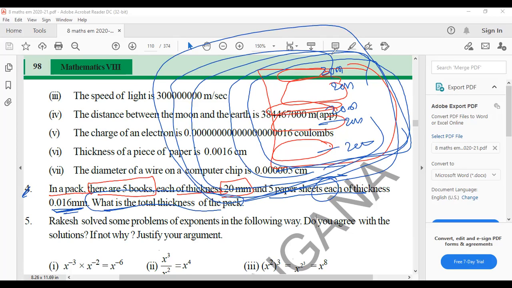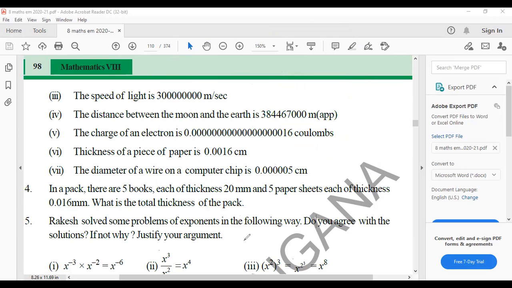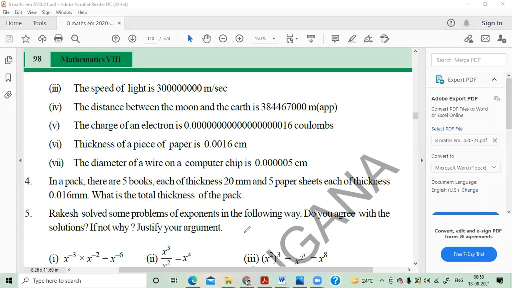I'll try to share the answer on the screen so you can easily understand. The question is already available on screen. Let us go once again, I'll move back to this.